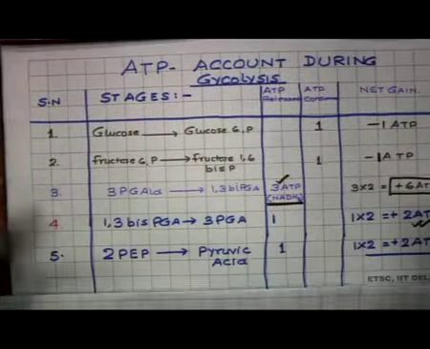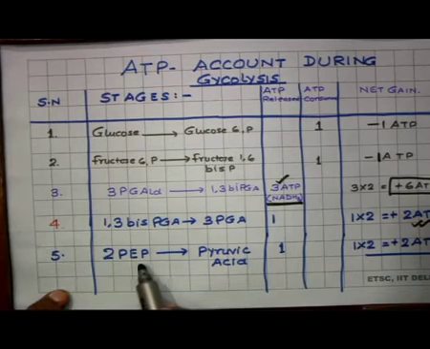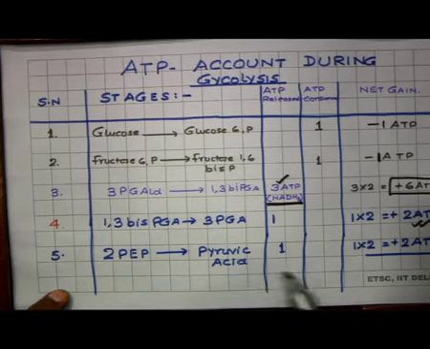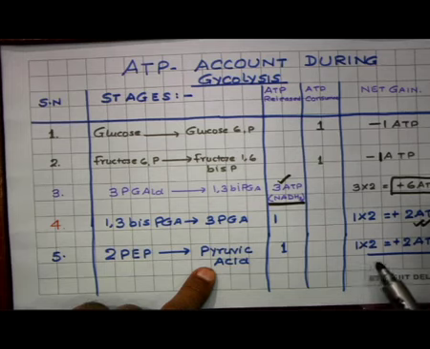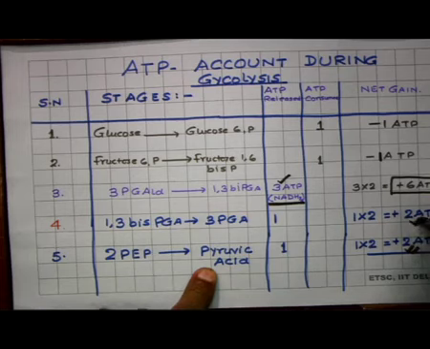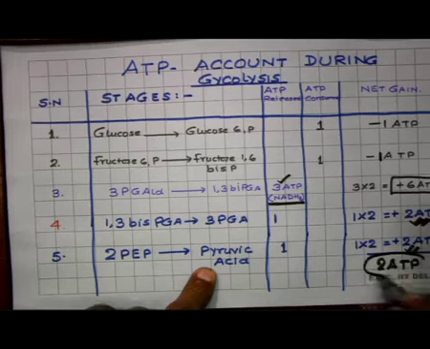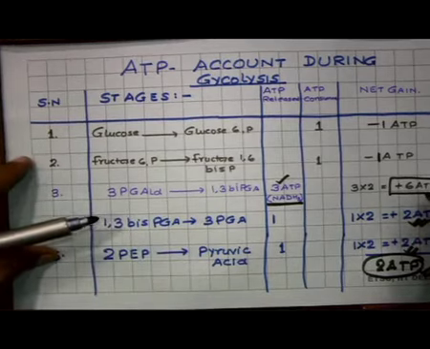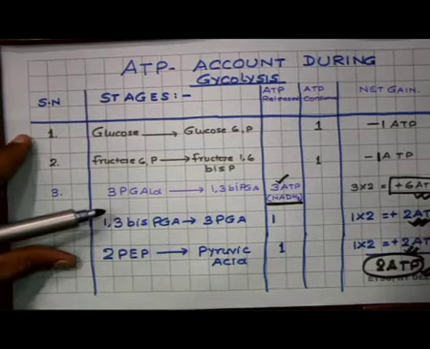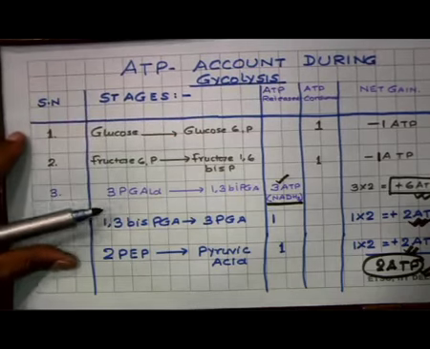So, the final step of the ATP account: 2 phosphoenol pyruvate is converted into pyruvic acid, it releases 1 ATP for each, that means 2 molecules of pyruvic acid are formed, so there are 2 ATP. So, finally 2 ATP plus 2 ATP, 4 ATP is gained, 2 ATP is lost. So, the net gain of direct ATP is 2 ATP. So, we can say that in glycolysis 2 ATP is formed and in further reactions 6 ATP we will get at the later stage of oxidative phosphorylation.